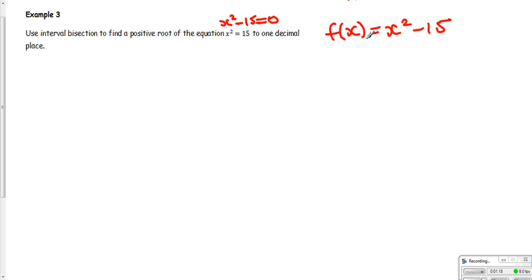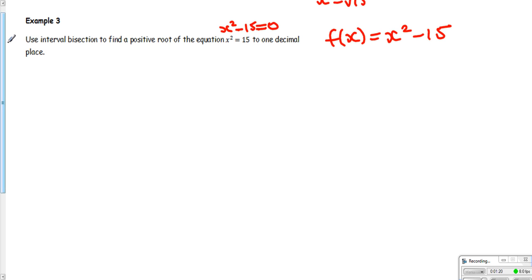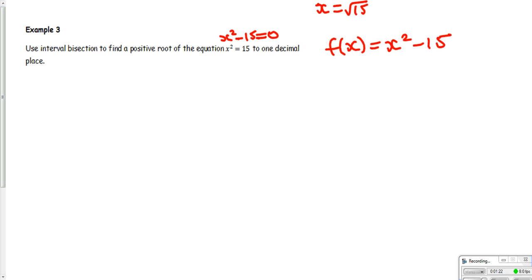Now, it hasn't suggested an interval to us here, so you might want to just pause the video and have a think about what interval you think the square root of 15 would lie within. Now, you may have thought to yourself, well, square root of 15 is pretty similar to the square root of 16, which is 4. It's going to be a bit less than that, so I think it's going to be in the interval, say, between 3 and 4.